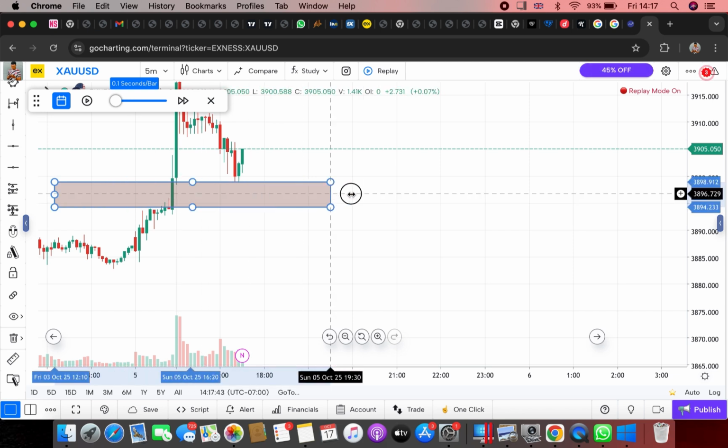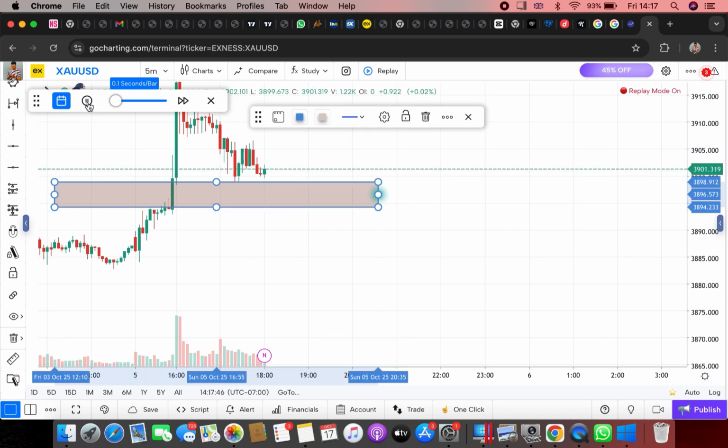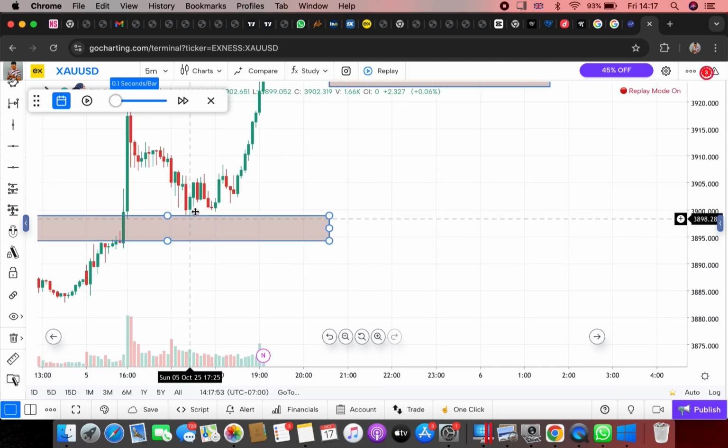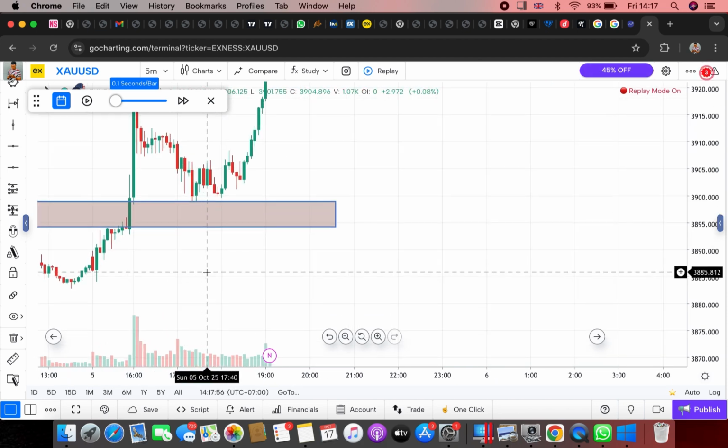Let's see what is happening. It's going to happen here too. Even this fair value gap still held. As you can see, this fair value gap held. So that is just about this strategy. I don't want to make this video long.